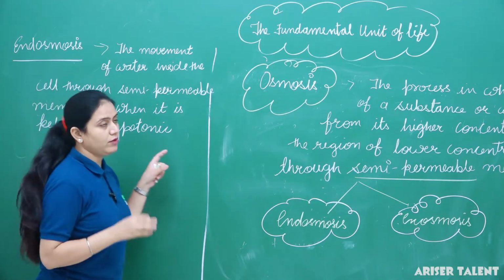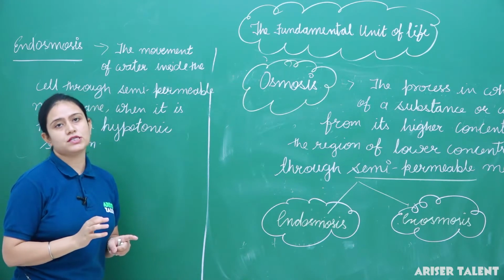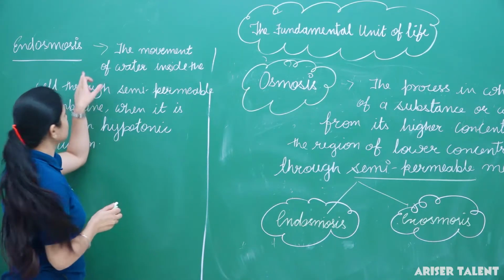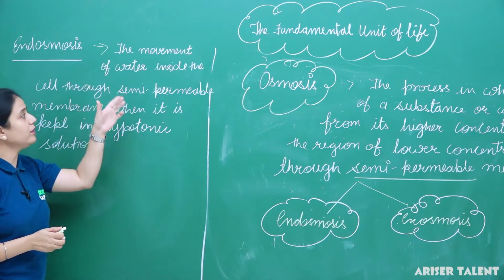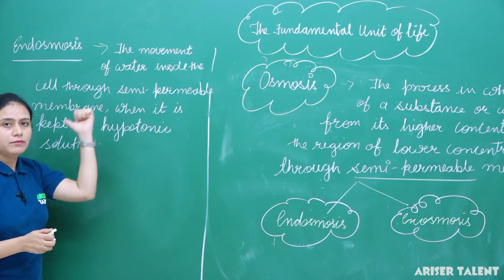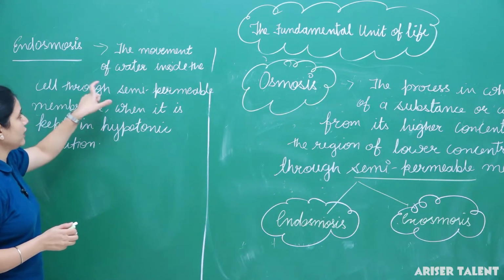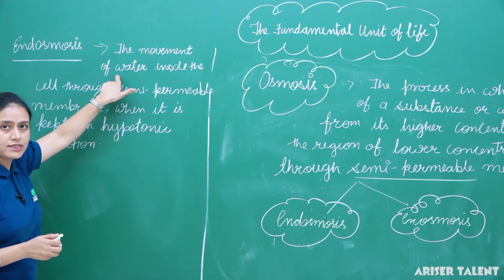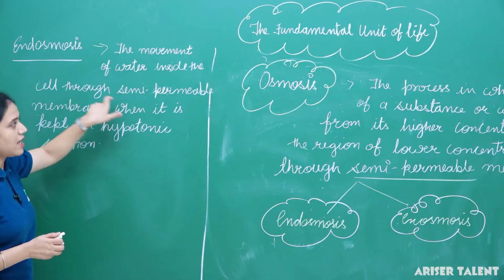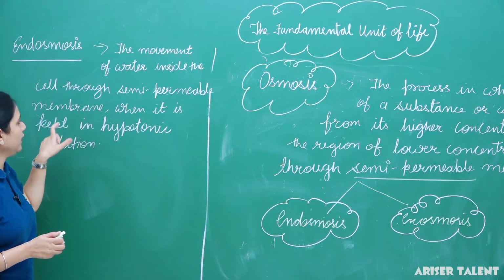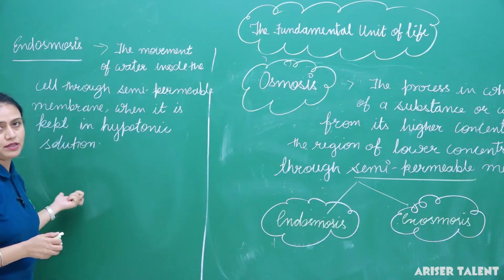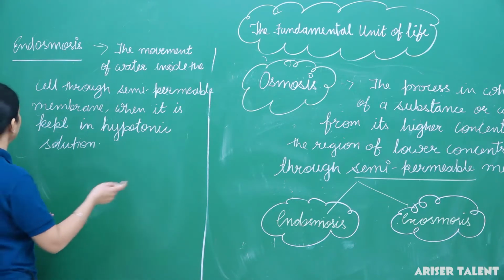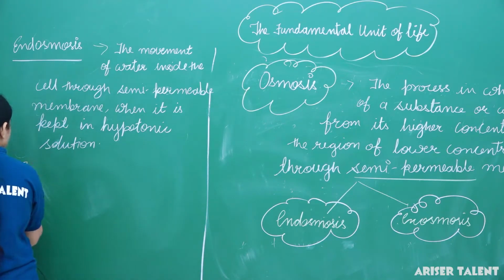Okay, when we place a cell in the hypotonic solution, then endo-osmosis is done. Why? Because the movement of water molecules becomes inside the cell. So, we can say the movement of water inside the cell through semi-permeable membrane when the cell is kept in the hypotonic solution. Next is exosmosis.